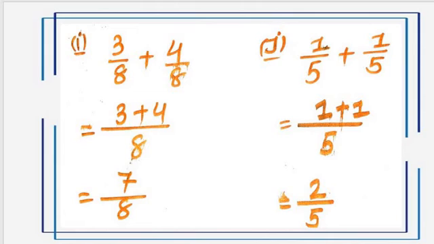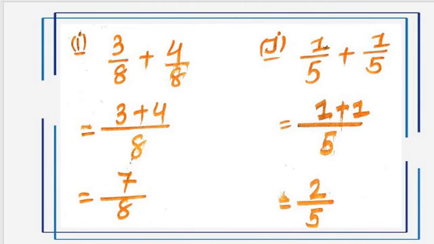Question number J: 1 upon 5 plus 1 upon 5. So here we do 1 upon 5 plus 1 upon 5. So how many, my dear students? Here we write the numerators. Got my point, my dear students? Understood? Here we add the numerators.